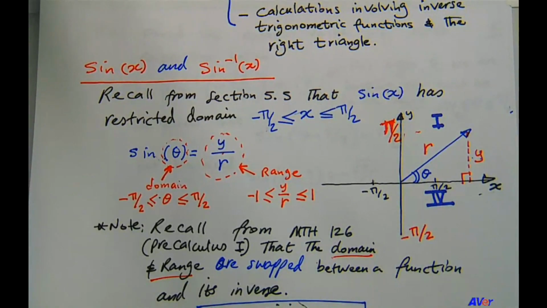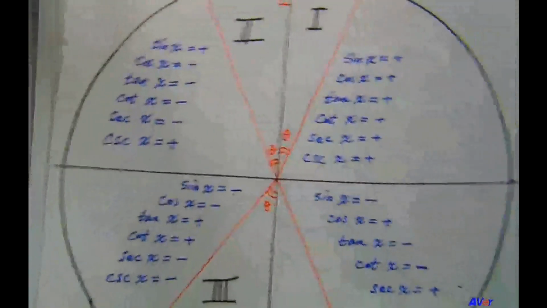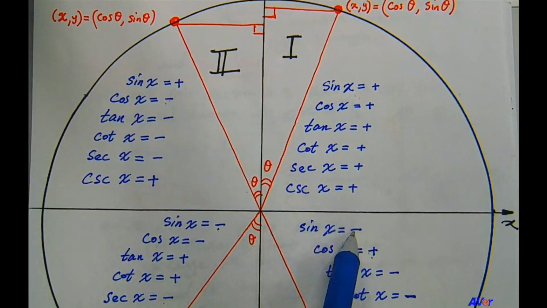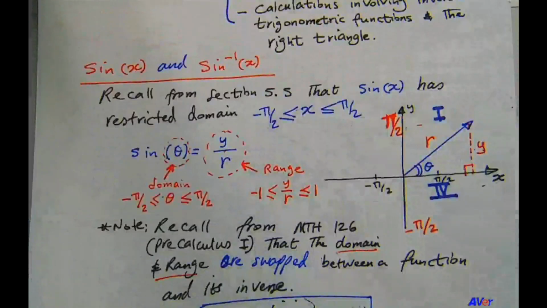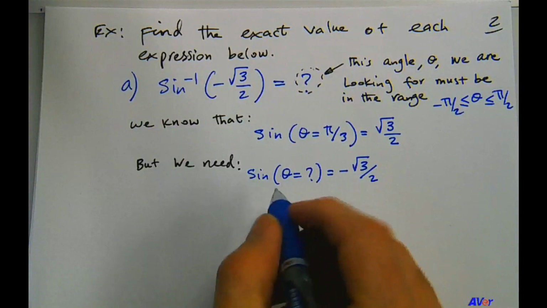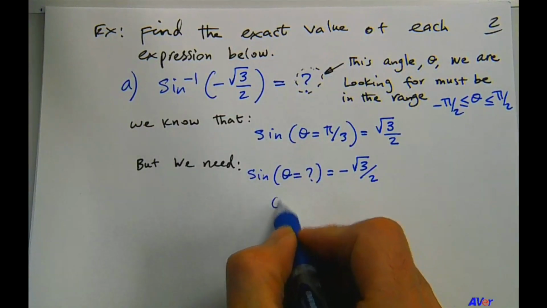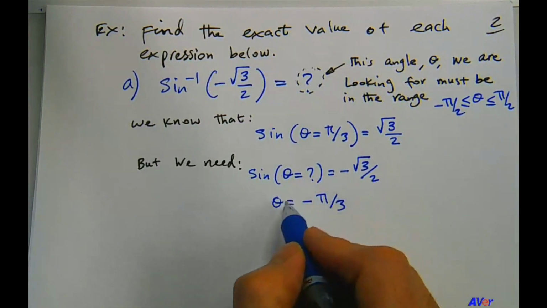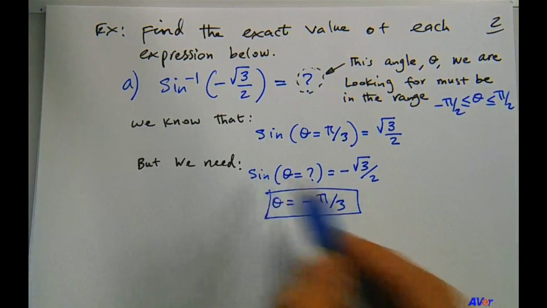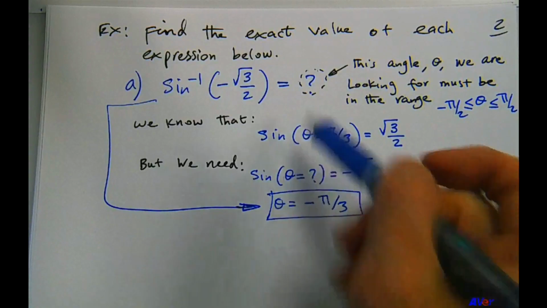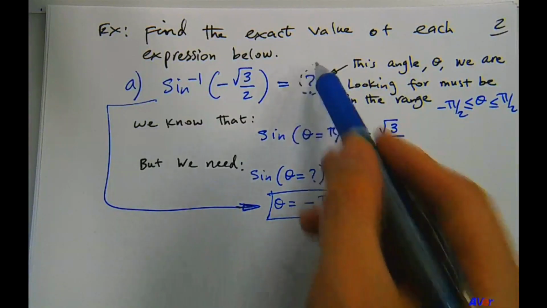And let me bring this old graph of the unit circle back. So in the fourth quadrant, the sine is negative, which is what we want. So therefore, theta is equal to minus pi over 3. So that's the answer to that question. The question mark is equal to minus pi over 3.